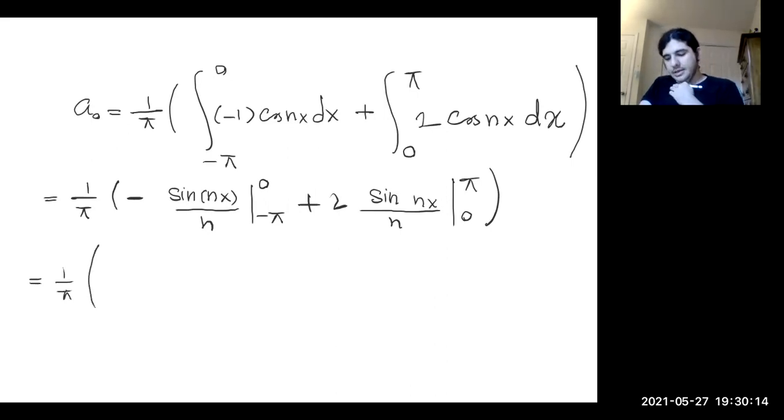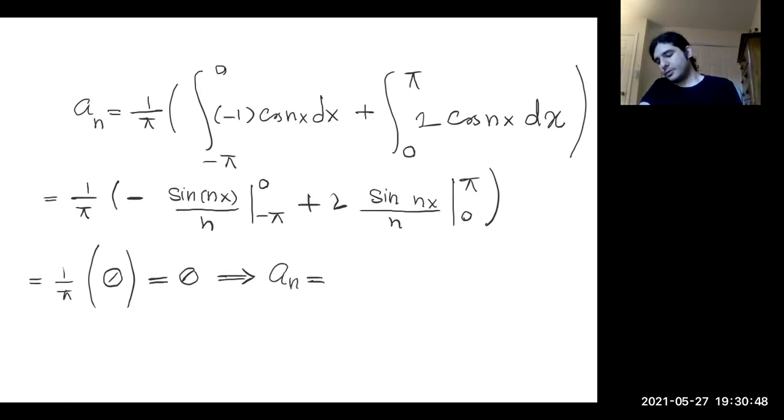So if x is equal to pi or x is equal to 0, in both cases, sine would be equal to 0. So the result would be equal to 0. Therefore, this is an, actually. Therefore, an is equal to 0.